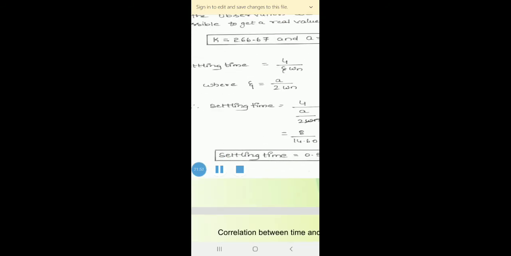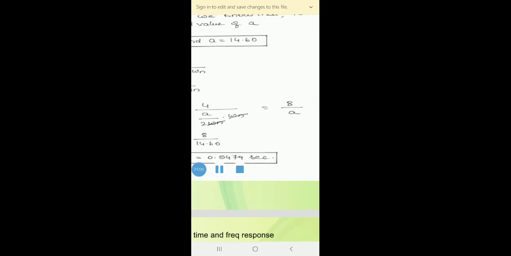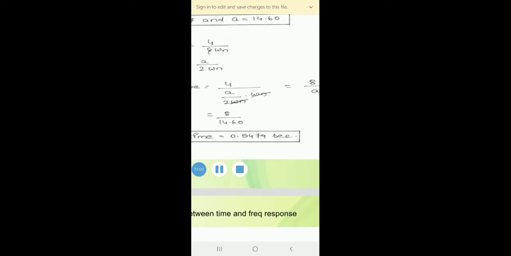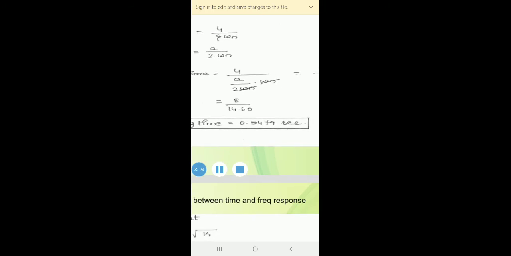We have settling time is equal to 4 by damping ratio into omega n. So damping ratio is a by 2 omega n. Settling time is equal to 4 divided by (a by 2 omega n) into omega n, which is equal to 8 by a. So which is equal to 8 by 14.60. Settling time is 0.5474 second.